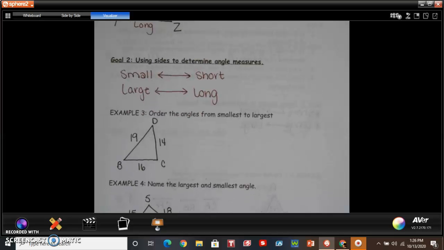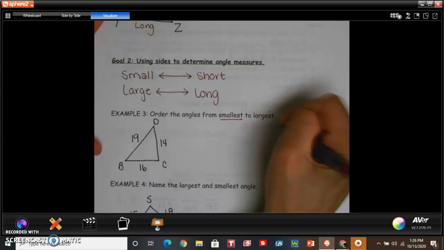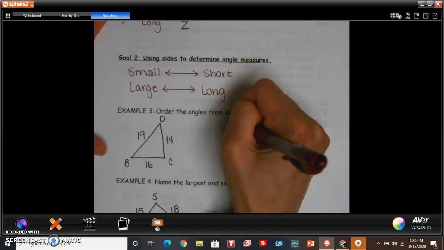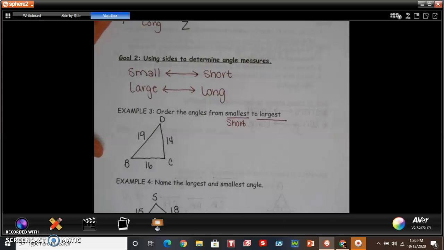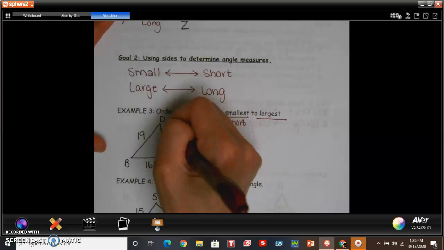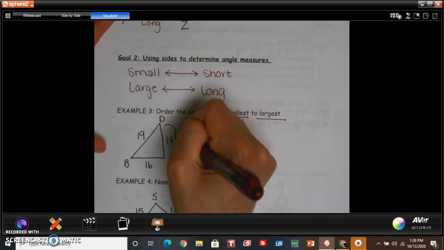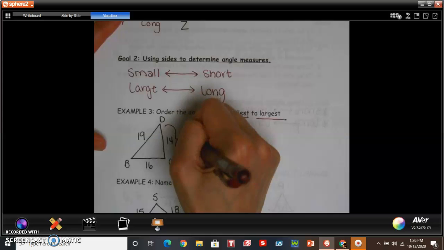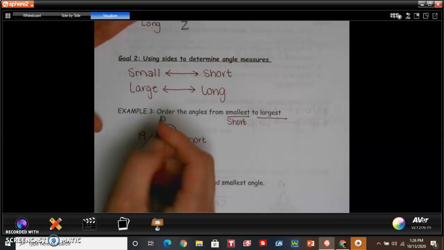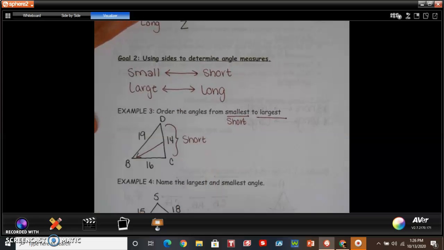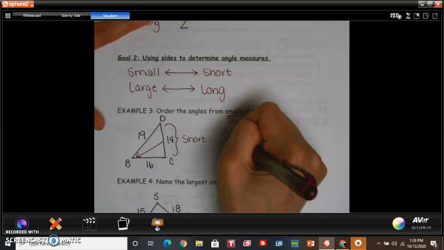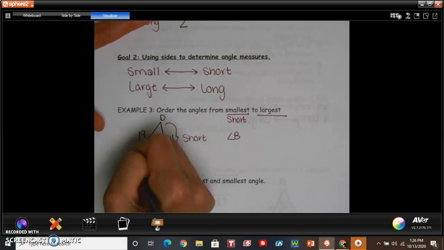So let's go ahead and order these angles from smallest to largest. So this means we're looking for our shortest side. So the shortest side is 14. So the angle across from 14 is angle B. So this is our small angle.